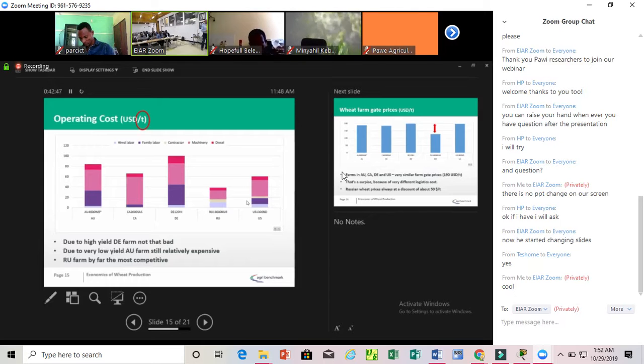And what is very obvious here is that the Russian system is very, very competitive as far as operating costs are concerned. And on the other hand, this Australian system, even though on a per hectare basis it was very, very small, given the very low yields, it becomes one of the more expensive in that comparison.